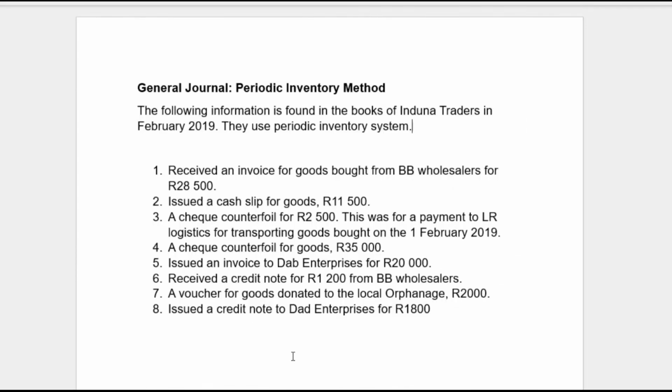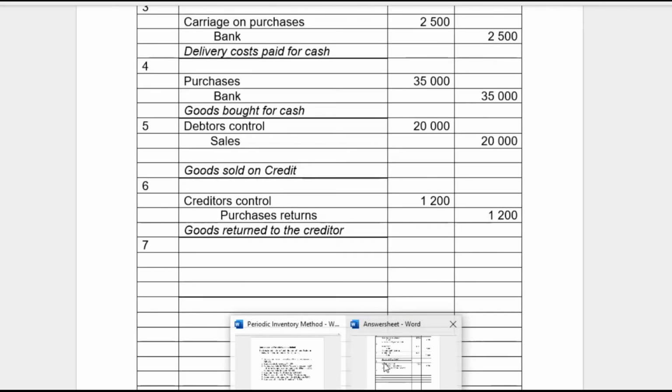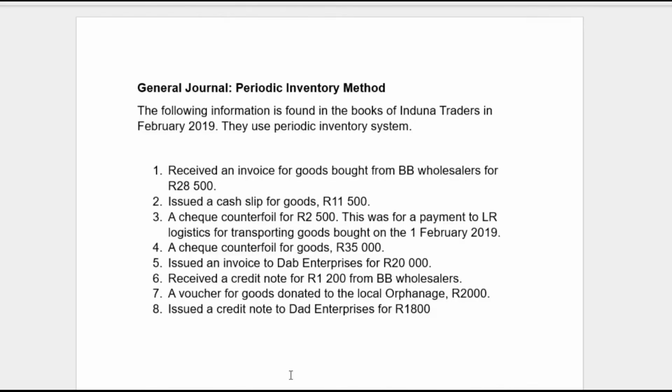Transaction number 7, they say a voucher for goods donated to the local orphanage 2,000. So you issued a voucher for goods donated to the local orphanage, right? So now you need to record that transaction. So two accounts affected there is going to be donation and what you've donated. What you've donated is goods, right? You've donated goods. So two accounts affected there is going to be donation and purchases.